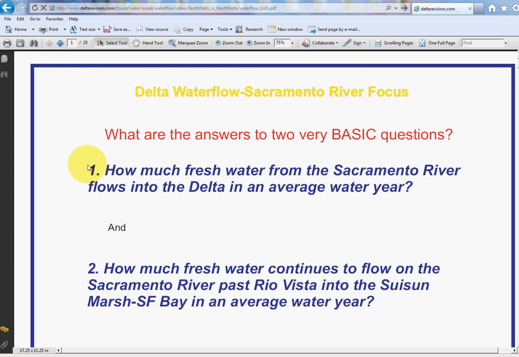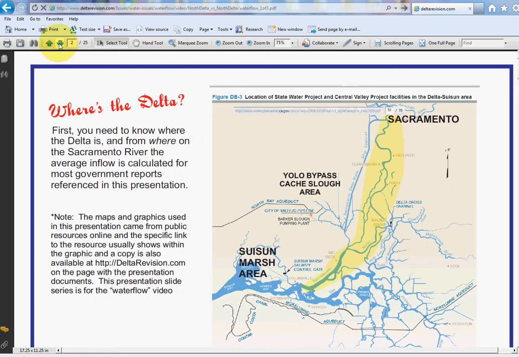We're going to try and answer through the series how much fresh water from the Sacramento River flows into the Delta on average in an average water year. And then we're going to ask and answer how much fresh water continues to flow on the Sacramento River past the Rio Vista Bridge and into the Suisun Marsh and San Francisco Bay in an average water year. So that's what we want to answer. And you'll understand why we want to answer that as we go through this series.